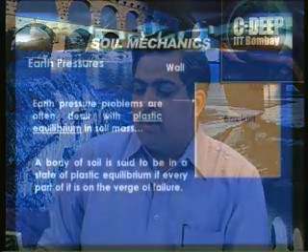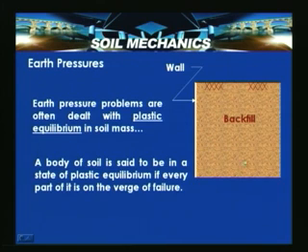Now let us look into these earth pressure conditions and different possibilities. Let us assume that we have a soil which is retained by a vertical wall. Let us assume that the base as well as the wall interface is smooth. The soil behind the wall is called backfill, and this is the wall, shown here in a cross section diagram.